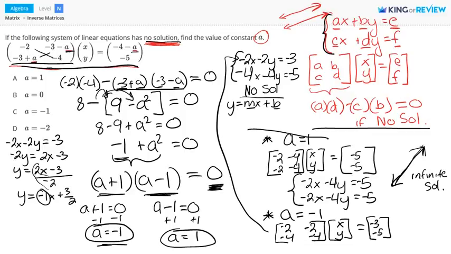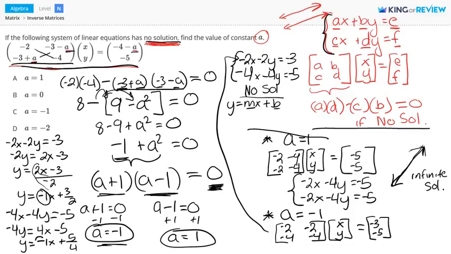Now let's rearrange the other equation into slope-intercept form. So we have negative 4x minus 4y equals negative 5. And when we rearrange, we get negative 4y equals 4x minus 5. And dividing by negative 4 on both sides, we get y equals 4x divided by negative 4. That's a negative 1x. And then we have plus 5/4.